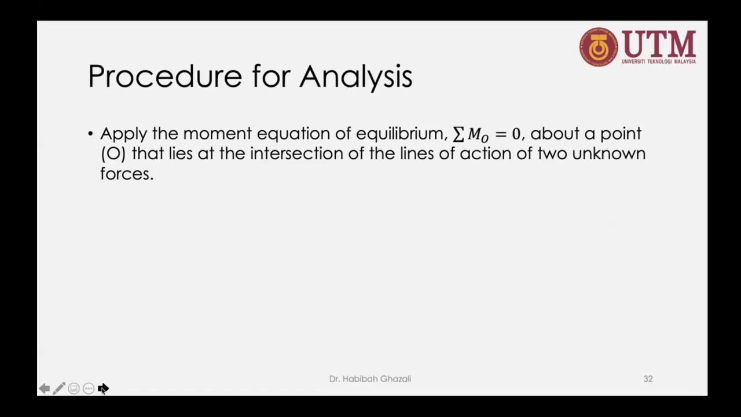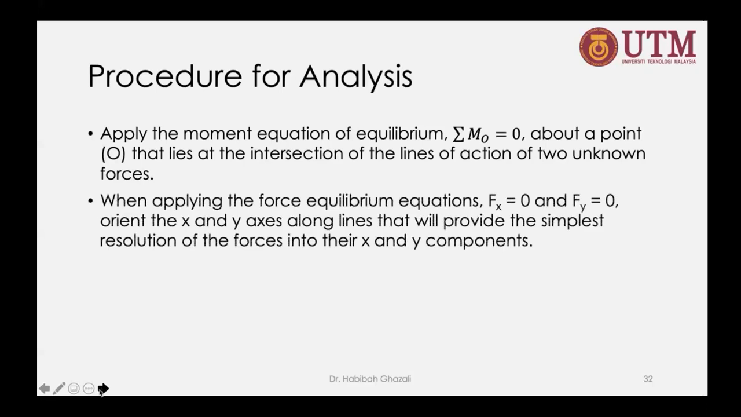Okay, so you try to find the other unknown first and let that take moment at the point where there are two unknowns. So apply the moment equation of equilibrium about a point O that lies at the intersection of the line of action of two unknown forces. So when the lines of action are passing through that point, the pivot point where you take your moment, it will cancel out. Okay, so start with that, but sometimes I start with x and y as well. So whichever you are convenient with.